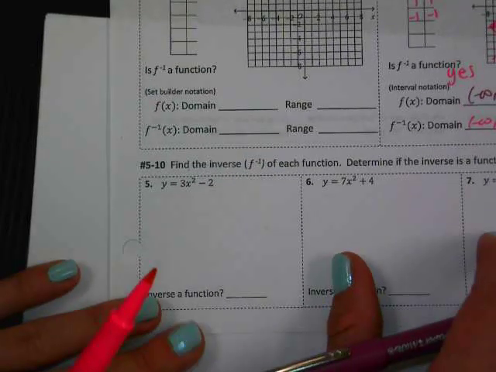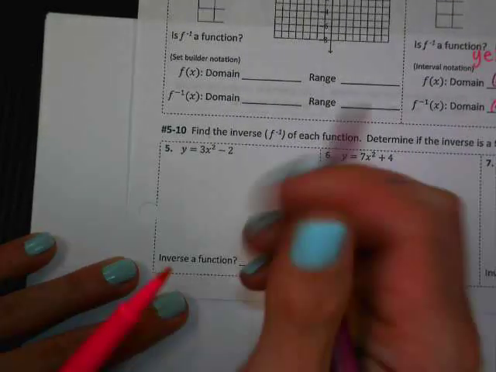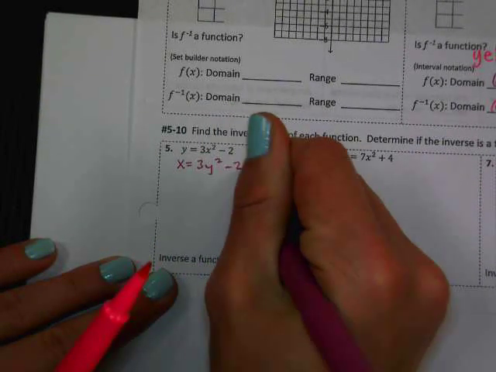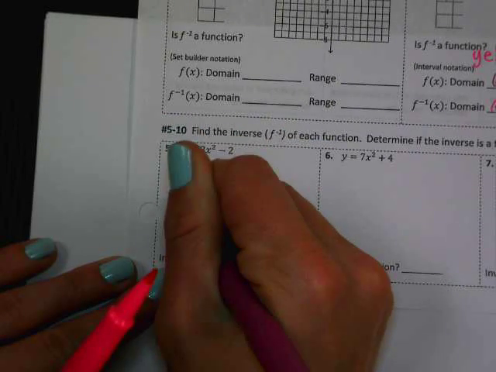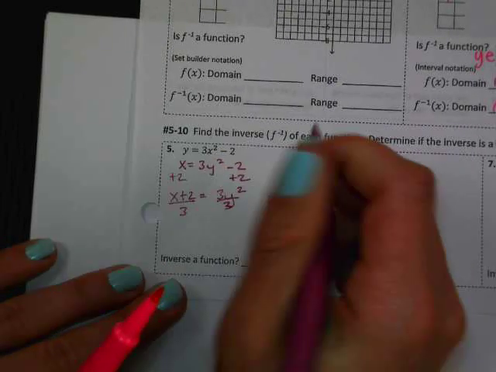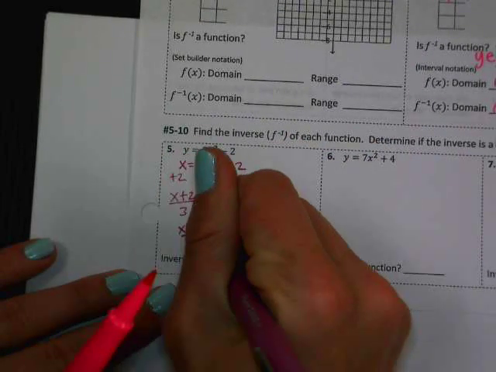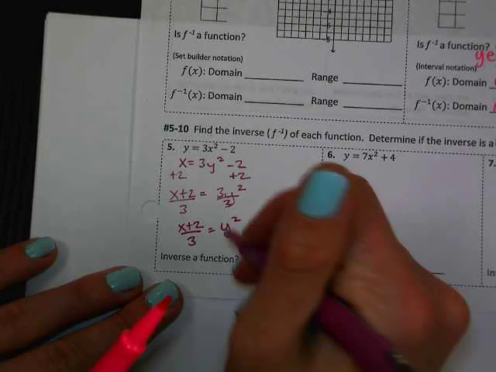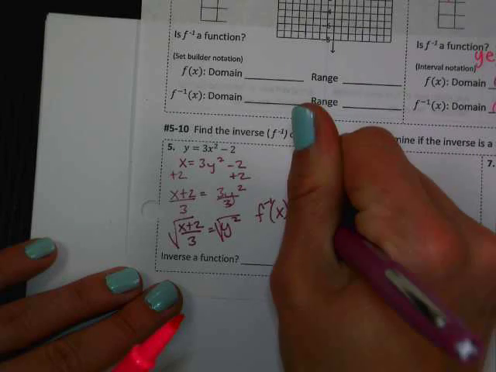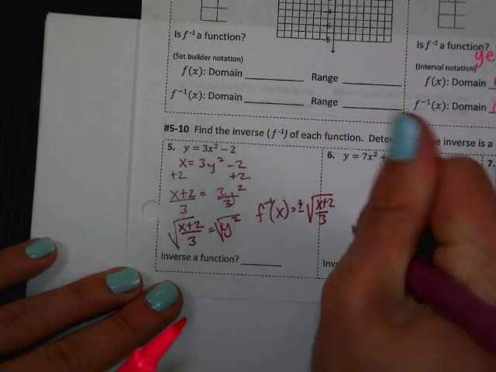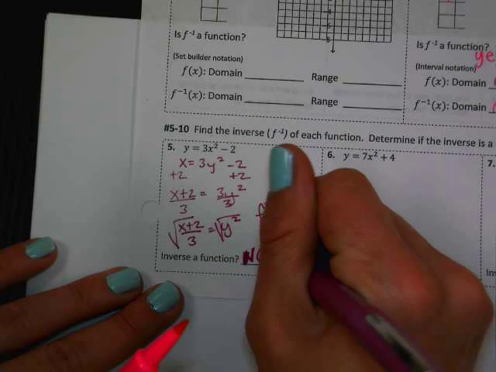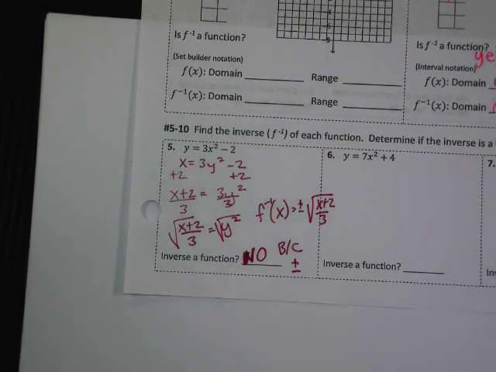Alright. Finding the inverse algebraically. Switch the x and the y. And then we're going to solve for y. So 2 over 3 equals y squared. Square root. And so your inverse is plus or minus square root x plus 2 over 3. And no, it's not a function because of the plus minus sign.